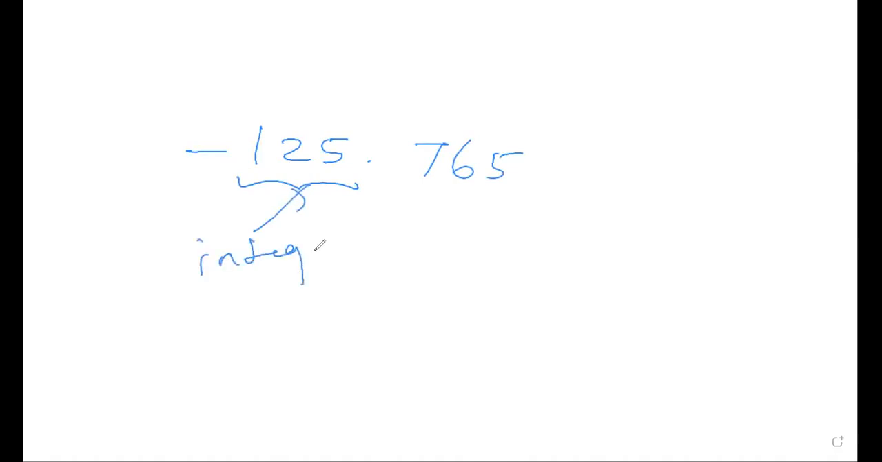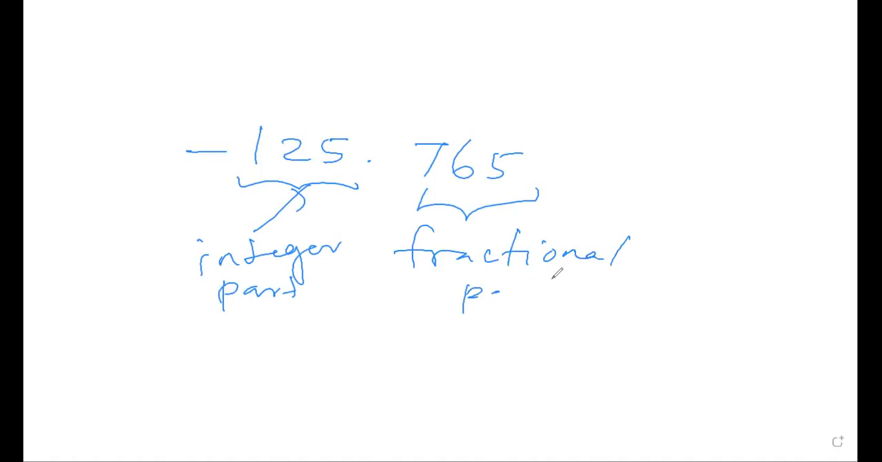For example, minus 0.761. So we call this part the integer part, and this part we call the fraction. Also, this point we call the decimal point. Hope everyone can see.